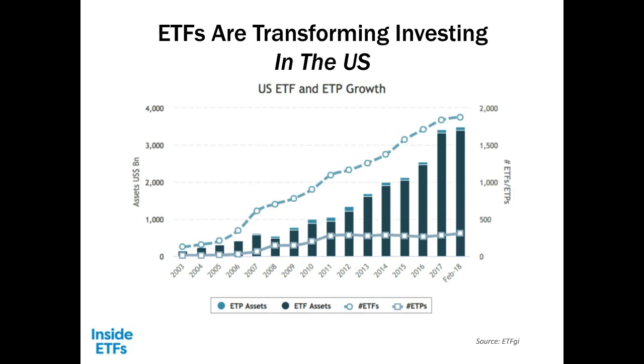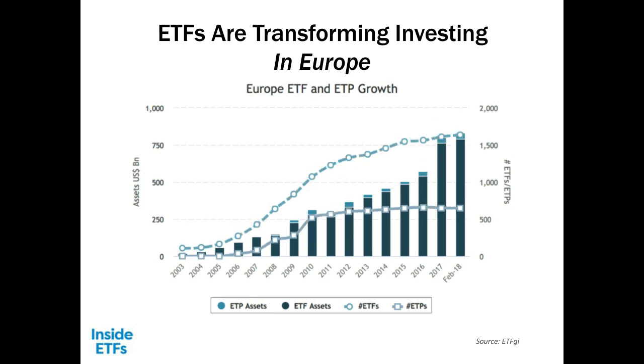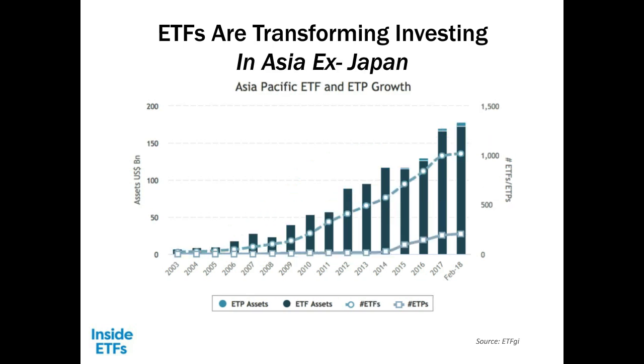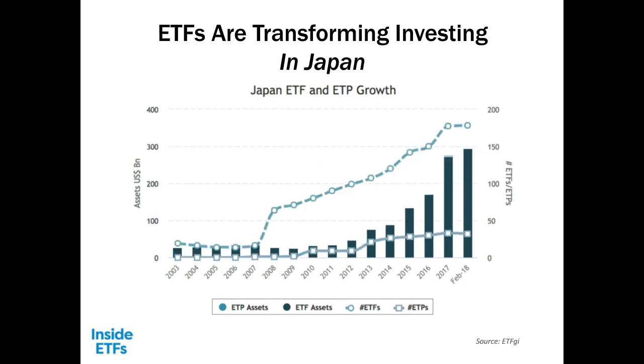This is my home turf, the U.S. You can see assets rising from nearly zero in 2003 to $3.5 trillion today. This is Europe, where again you can see assets going from literally zero in 2003 to over $800 billion today. And again, I'd call out that massive jump between 2016 and 2017. This is Asia ex-Japan with the same story. This is Asia-Japan. You can see the massive growth repeating itself.